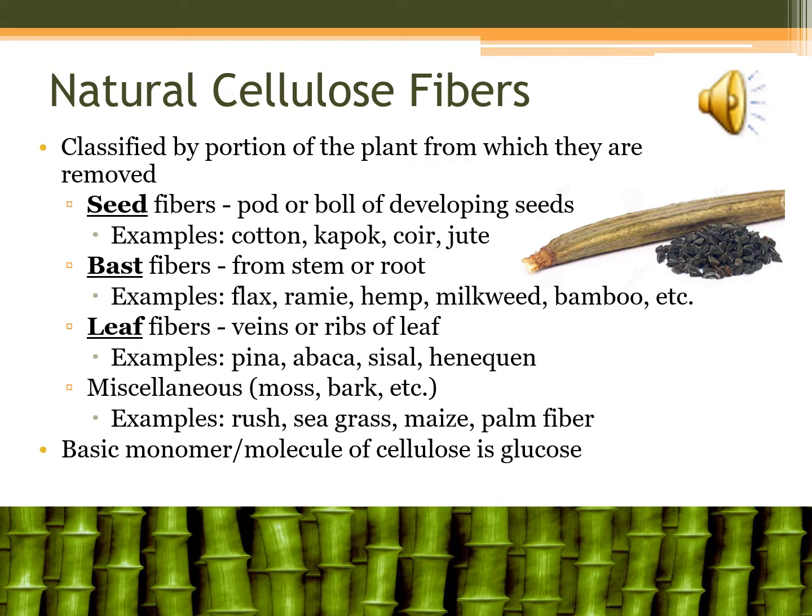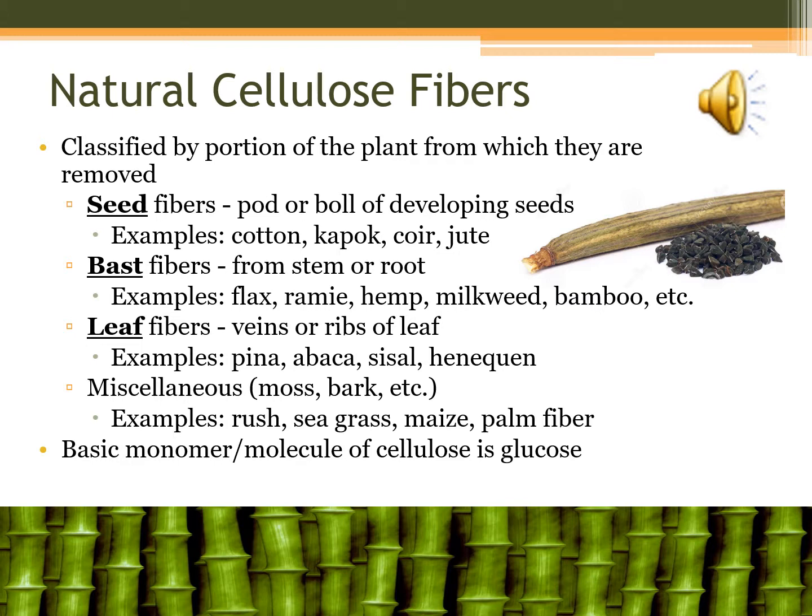Just to reiterate, natural cellulosic fibers are classified by where in the plant they are derived. Seed fibers obviously come from seeds, and there's a picture here of jute and the seeds. Then there are bast fibers, which come from the stem or the root of the plants. That includes flax, ramie, hemp, bamboo, etc. And then there are leaf fibers, which are derived from the veins or the ribs of a leaf. Examples of that are sisal and abaca.